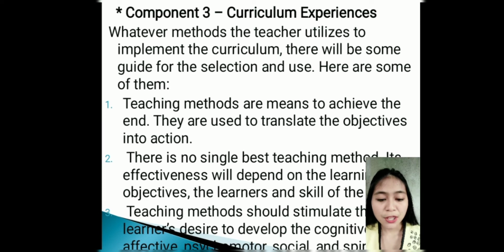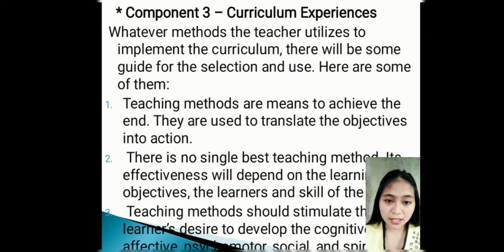2. There is no single best teaching method. Its effectiveness will depend on the learning objectives, the learners, and the skills of the teacher. Yes, there is no best teaching method, and its effectiveness greatly depends on the skills of the teacher on how he delivers and facilitates the learning of the students.